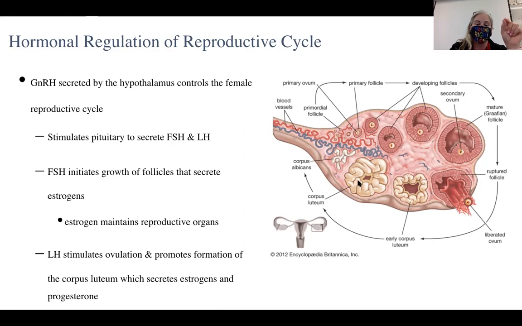Corpus albicans is when the corpus luteum is being reabsorbed. It's going away. You do this every month. Your ovaries do this every month. You can ovulate from either ovary.